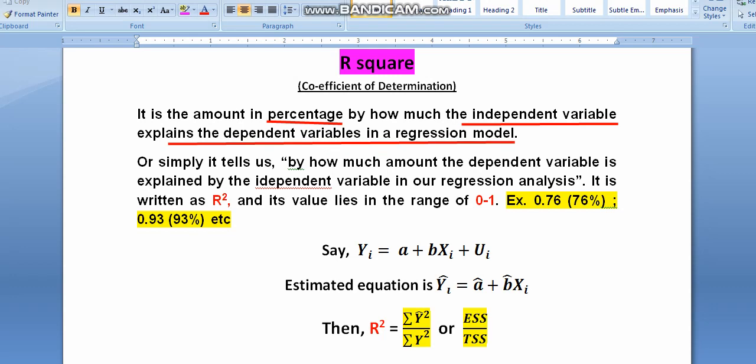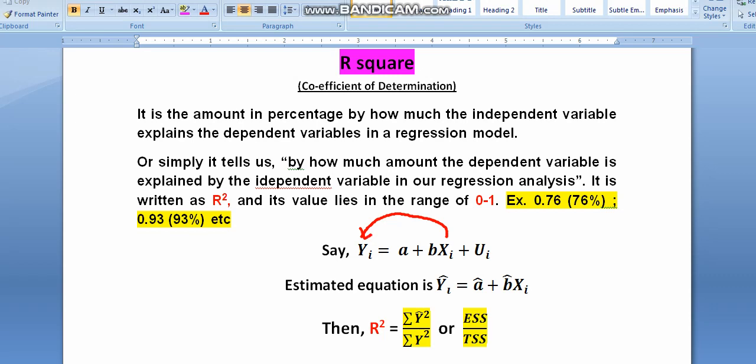in our regression model. In other words, it is simply the percentage by how much the dependent variable is explained by the independent variable in our regression analysis. As we run a regression, we want to actually know how much the independent variable explains the dependent variable, all right?